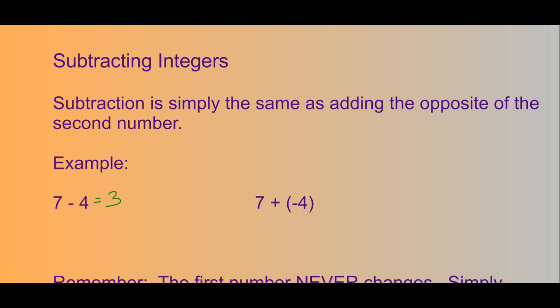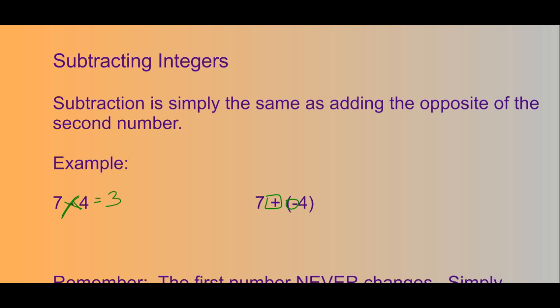Well, what we're saying is, I don't want to do subtraction. I never want to do subtraction. I'm going to add the opposite of the second number. So 7 minus 4, well, that was 7 minus a positive 4. So we change that to 7 plus a negative 4.